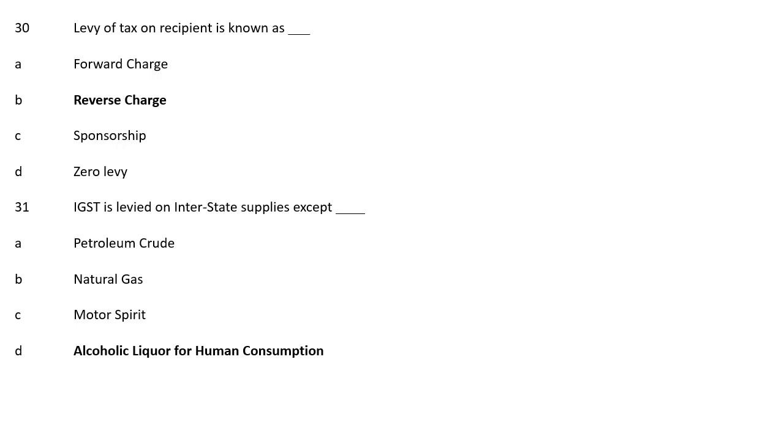IGST is levied on interstate supply except option A petroleum crude, option B natural gas, option C motor spirit, option D alcoholic liquor for human consumption. The correct answer is option D, alcoholic liquor for human consumption. IGST is levied on interstate supply except alcoholic liquor for human consumption.